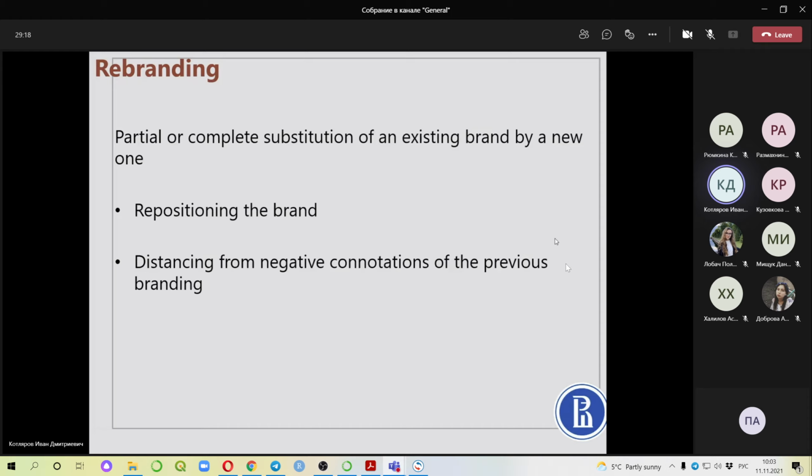Guys, do you understand what repositioning is? No. Okay, it means that we can move our brand from one target audience to another one. So, if I'm not mistaken, there was an example of BMW, which was done in the 80s, I guess. Before this period of time, BMW was, please check this information on Wikipedia, I may be wrong, a medium-class car brand, not very prestigious.